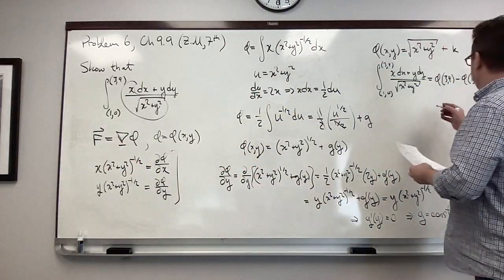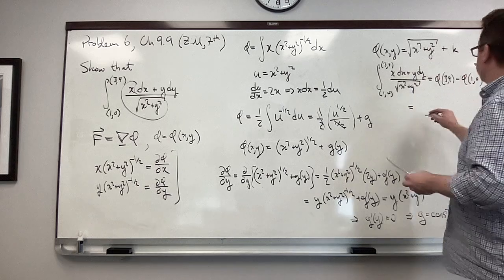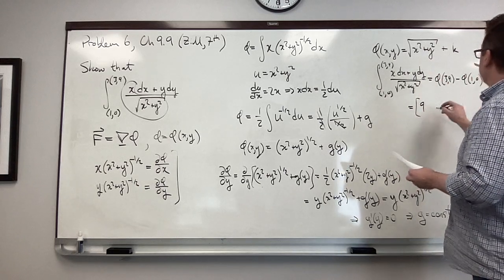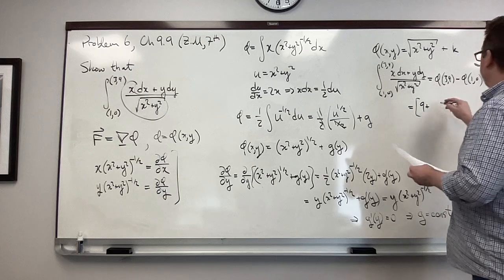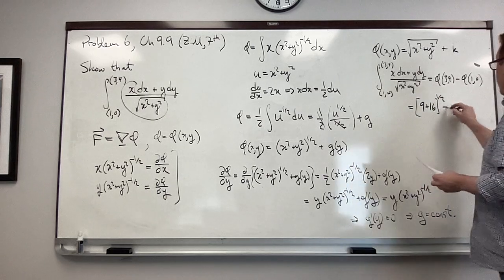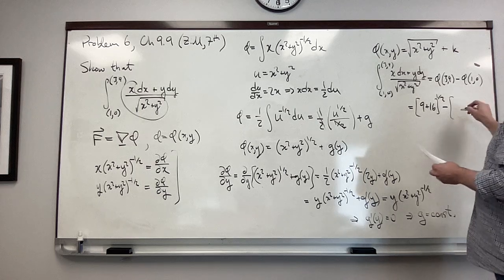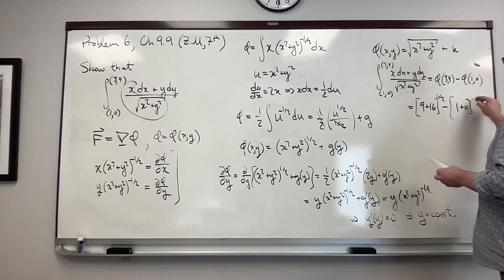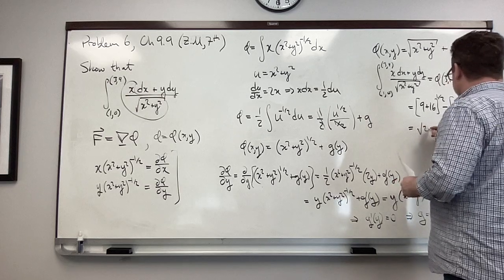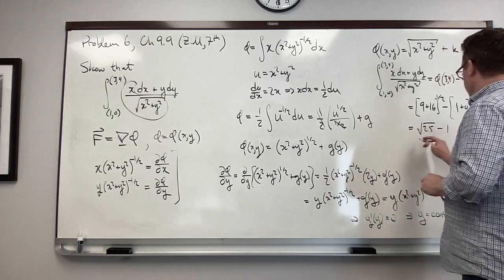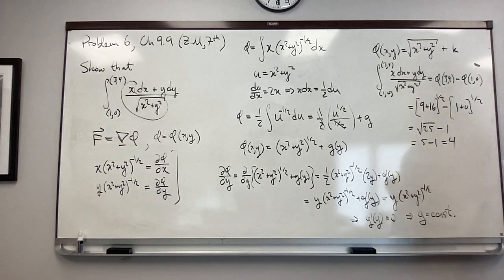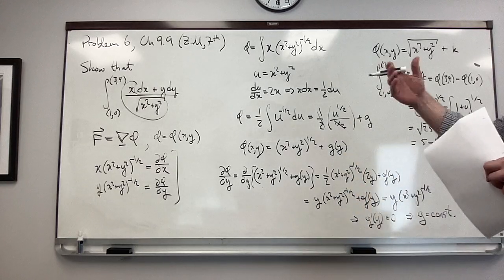So, okay, what is this? We take this and you just literally go, x of 3, so that's 9, plus y of 4, so that's 16, minus x is 1 plus 0. So this thing is the square root of 25 minus 1. So that is 5 minus 1 equals 4. 4 joules.